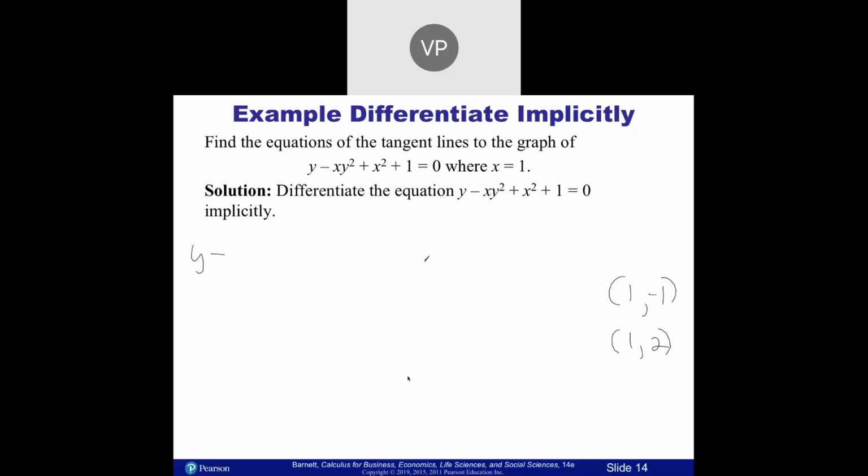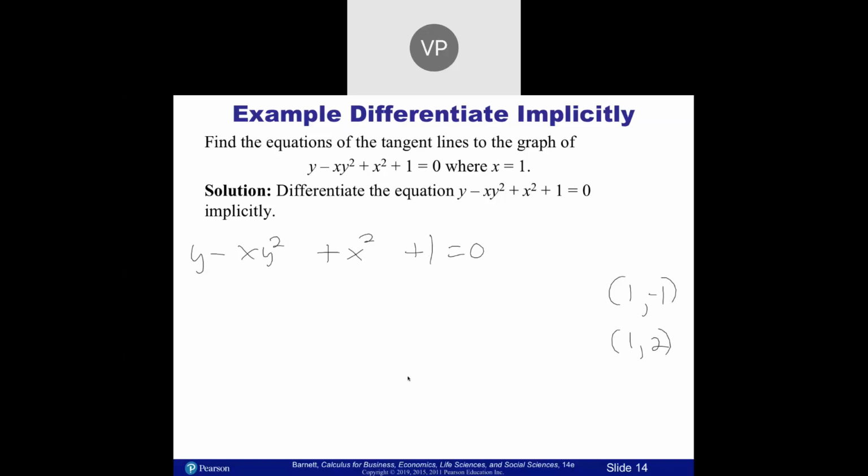We have y minus xy squared plus x squared plus 1 equals 0. Now the thing I'm going to tell you, leave yourself some room. Don't try to squeeze this in if you're writing this on paper. Give yourself some room to work because there could be multiple steps and multiple things you have to show here. Okay, let's get that right.